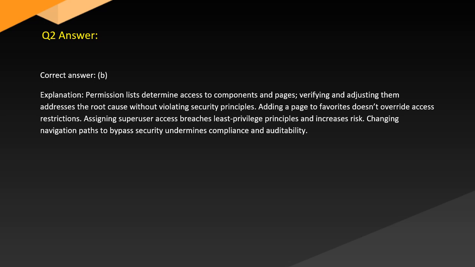Answer. Correct answer: B. Explanation. Permission lists determine access to components and pages. Verifying and adjusting them addresses the root cause without violating security principles.